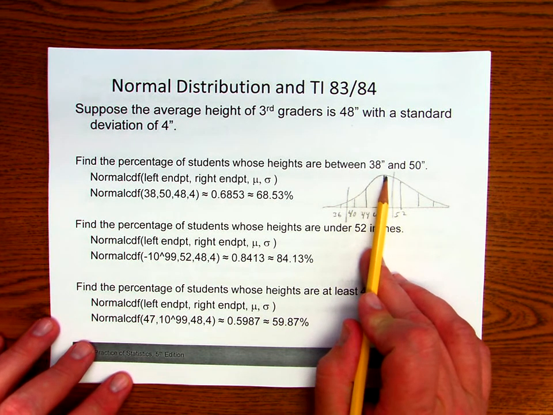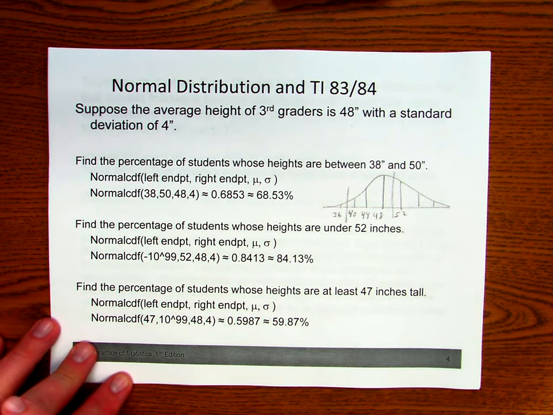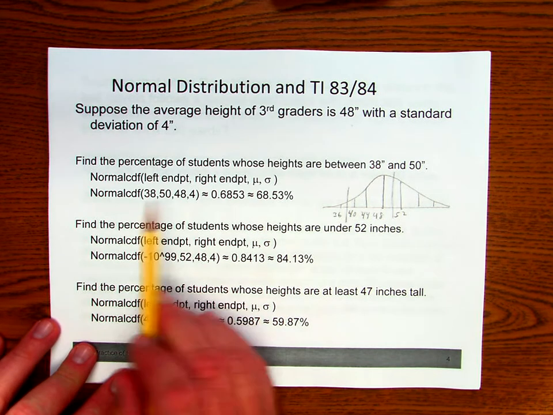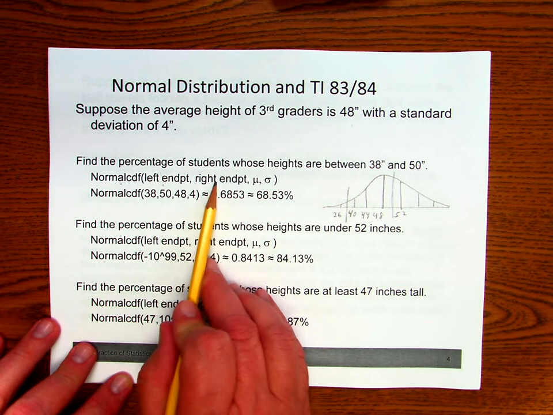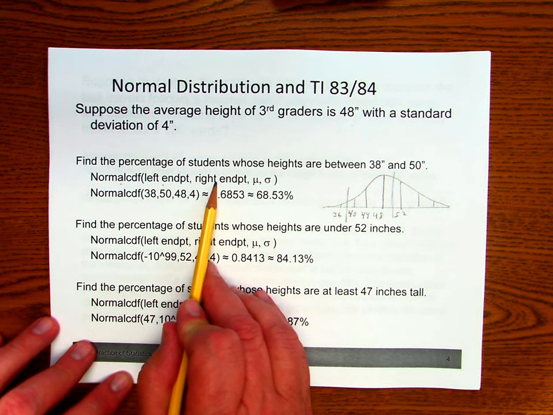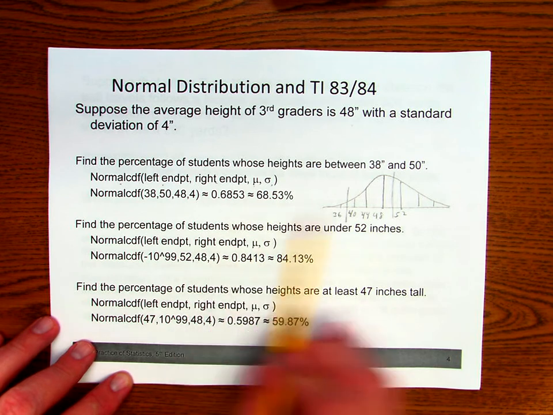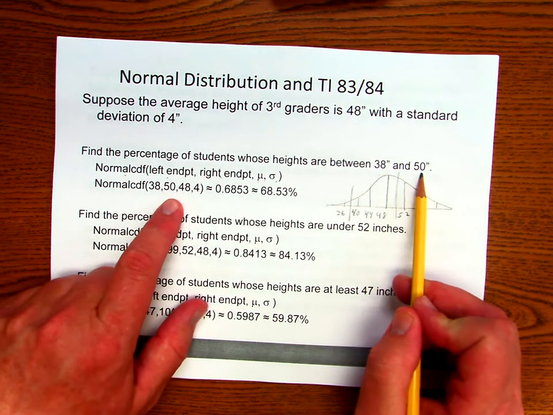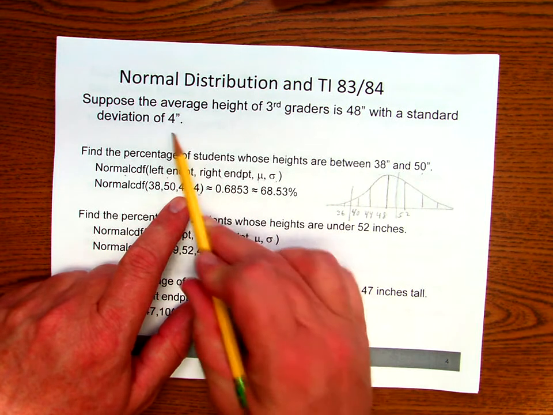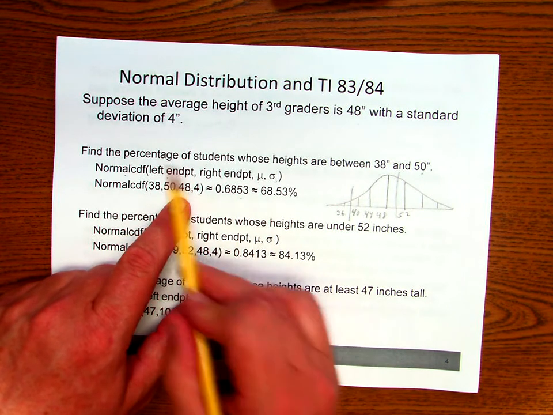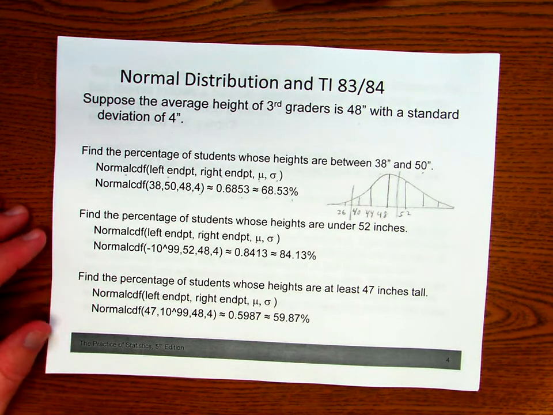This is one that is much more appropriately done using the normal CDF on your calculator. So, normal CDF, left endpoint or lower bound, right endpoint or upper bound, either one of those phrasings or labels would be fine. Mean, standard deviation. So we're interested in between 38 and 50. That's our lower bound, upper bound. The mean and standard deviation are coming from the prompt up top. If it says find a percentage, you should answer in percentage form or convert it to percentage form, about 68.53% of the data.